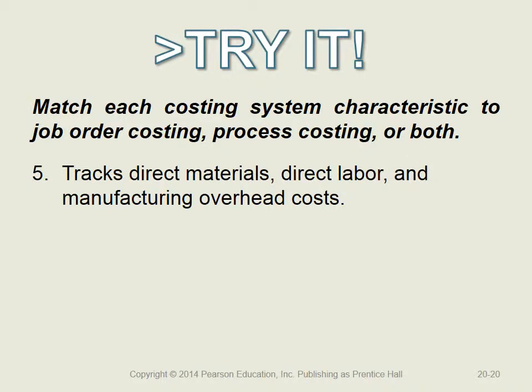Number 5, tracks direct materials, direct labor, and manufacturing overhead costs. Again, that sounds like job order costing, but it also could include process costing, since both use direct materials, direct labor, and manufacturing overhead in the process.